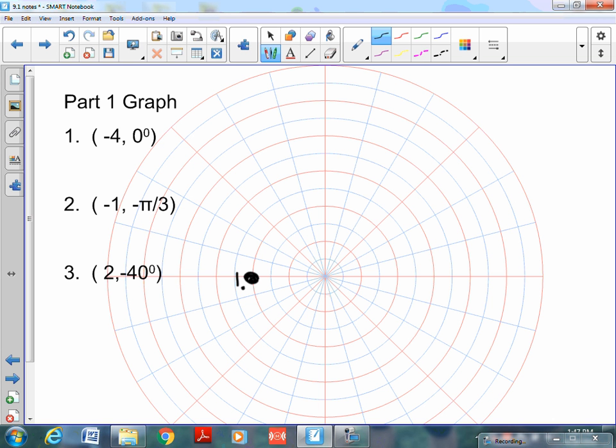Why make another graph? Where is a negative 1, negative pi over 3? A negative 1 is the little blue circle, correct? And if I have to go, isn't this really a negative 60? So is a negative 1 going down negative or going up negative? Up is negative. So, I don't even know how to... Okay, I get this.